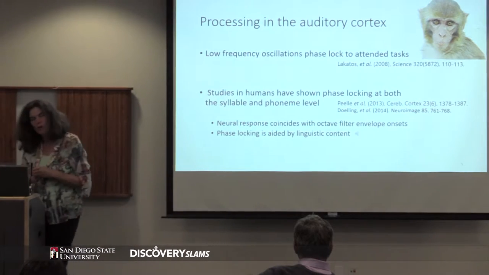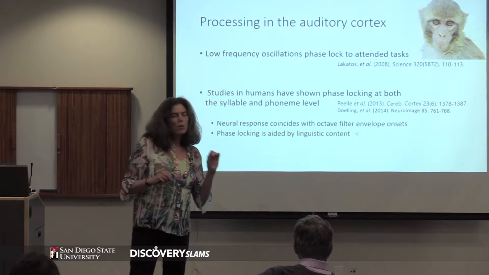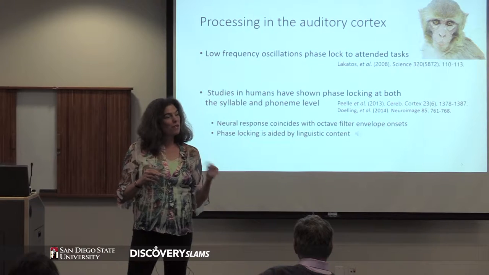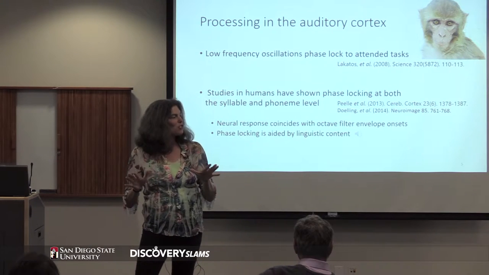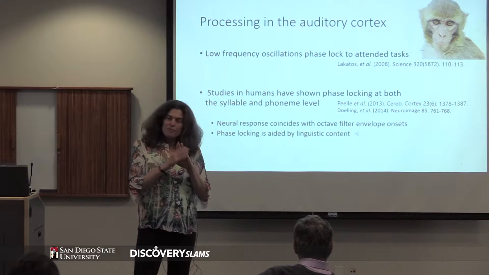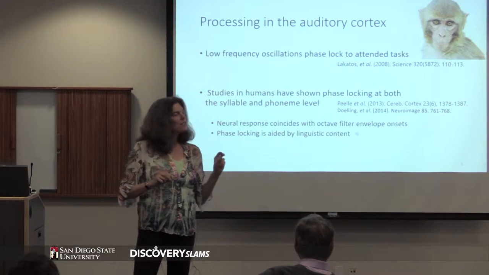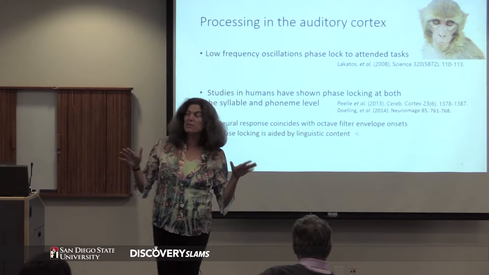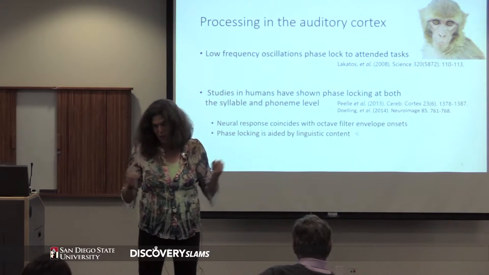So there's been some more work done on it. Lakatos published a paper in Science in 2008 where they were basically showing that that slow firing could be modulated. Basically, it was an attention mechanism, and if the monkey's trying to do something else, that changes. Okay? The other thing is that a couple of groups have worked on humans and looked at this as well. And one, we know the same types of mechanisms are happening, so that's good. We know it's across the primates, or at least two of the primates.